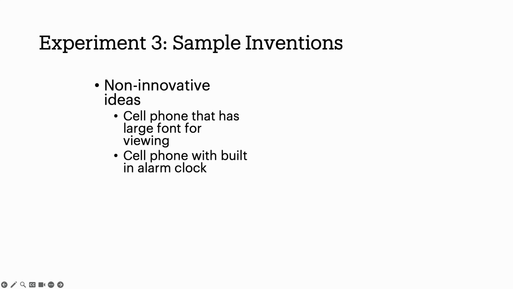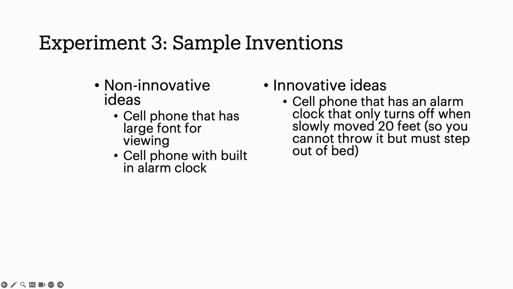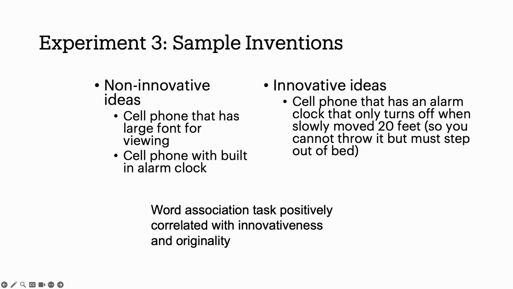Okay, so here's some non-innovative ideas. A cell phone that has large font. Cell phone with a built-in alarm clock. Whereas innovative would be a cell phone that has an alarm that turns off only when moved slowly 20 feet. So that's kind of an example. You can't throw it, you have to get out of bed.